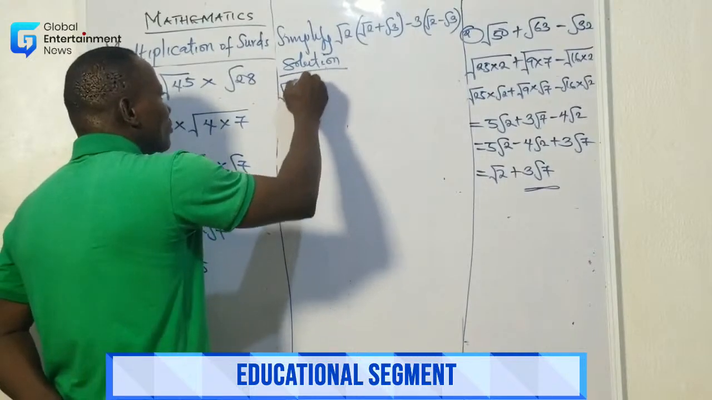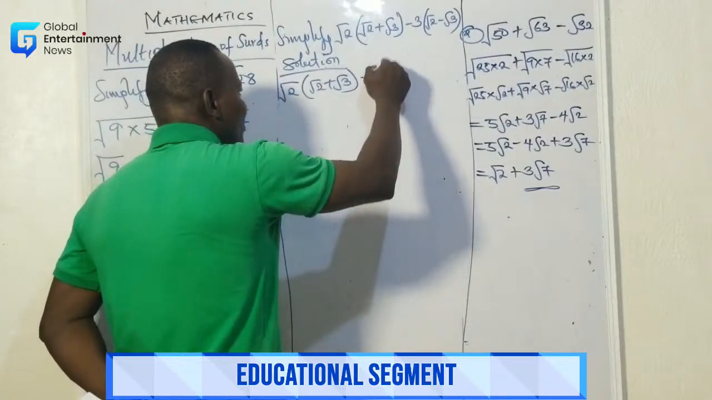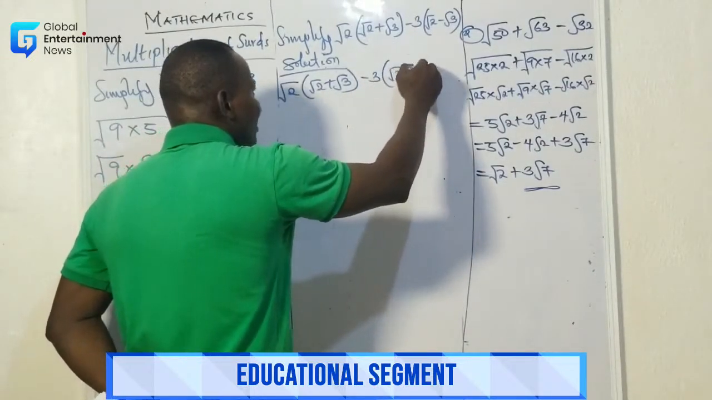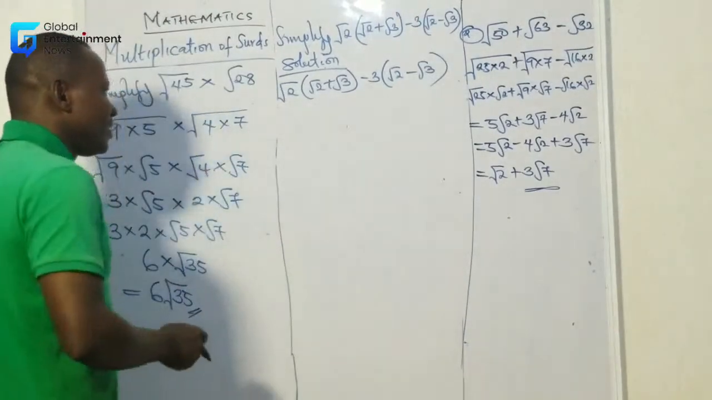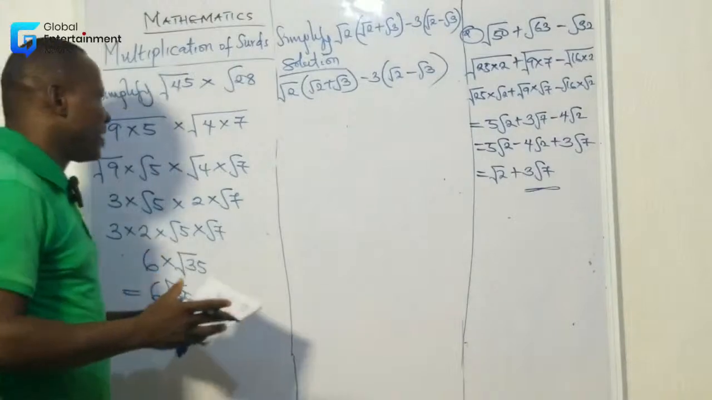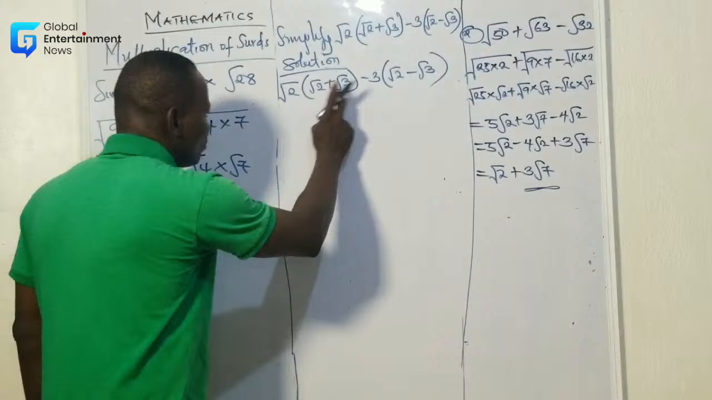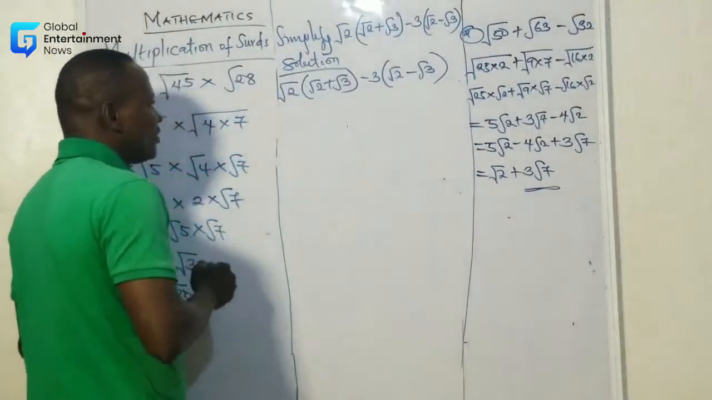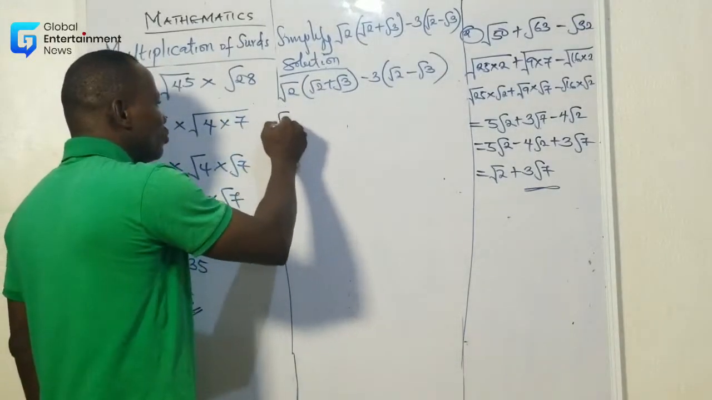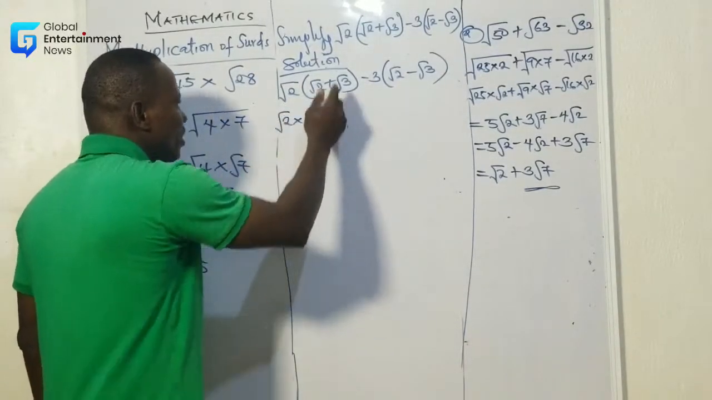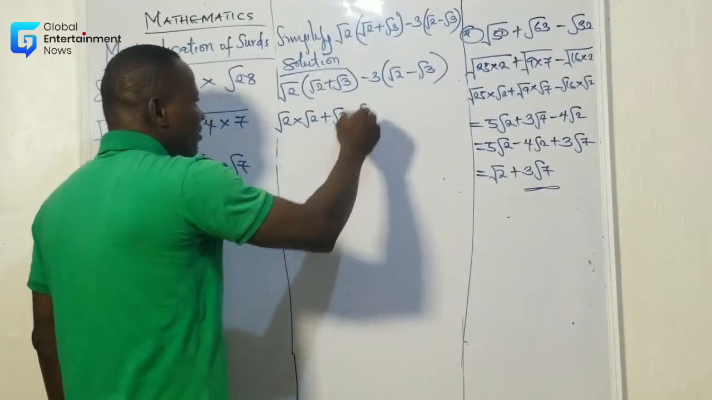We have root 2 bracket root 2 plus root 3, then minus 3 bracket root 2 minus root 3. So we open the bracket. This is a general question now. How do we open the bracket? We use this root 2 to open this, and we use this minus 3 to open this. Now this one is going to be root 2 times root 2, isn't it? It's going to give me root 2 times root 2, plus root 2 times root 3.